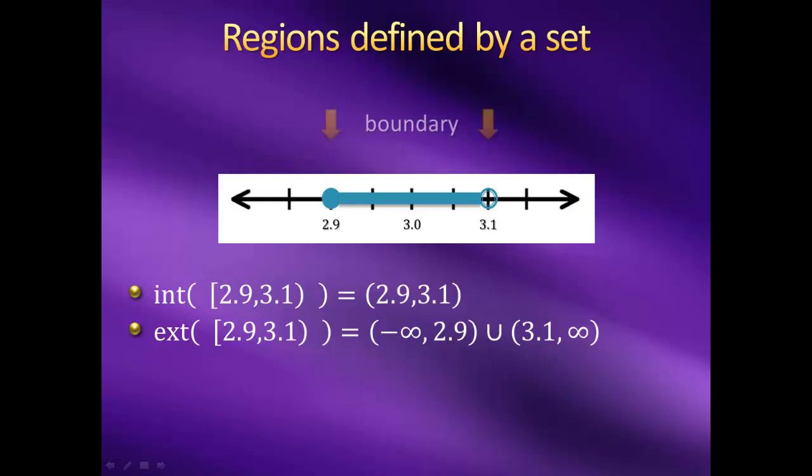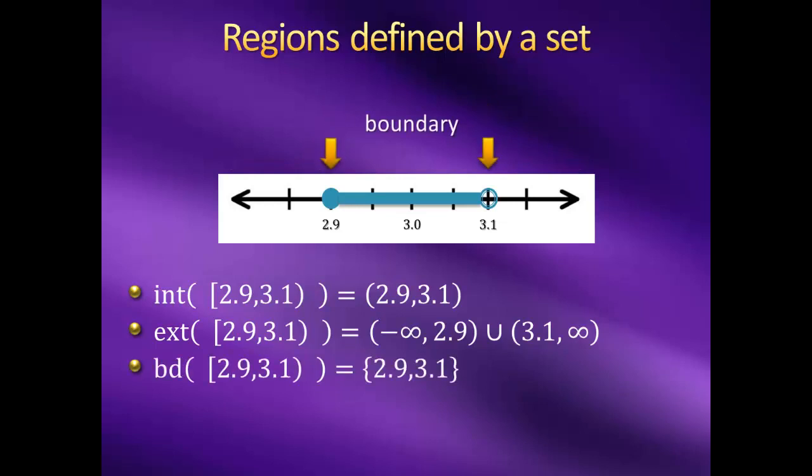Finally, the boundary of this set comprises two individual points, 2.9 and 3.1 themselves. We can see that our interval contains one of the boundary points, 2.9, so it can't be open. But it doesn't contain all of the boundary points, 3.1 is left out, so it also can't be closed. So we can see that our interval is neither open nor closed just by looking at the boundary.